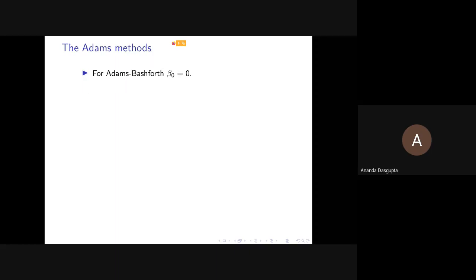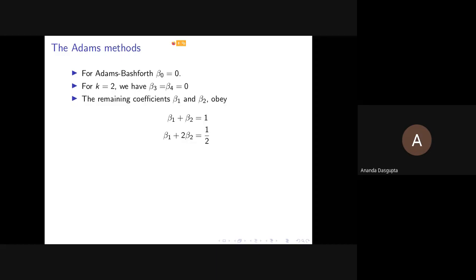So for Adams-Bashforth, of course, you don't have to recalculate anything. You just put beta 0 equal to 0. For Adams-Moulton, you solve with beta 0 in it. So for k equal to 2, you can easily show beta 3 and beta 4 would have to be 0. Then these are the results. And beta 1 and beta 2 will have to obey this.